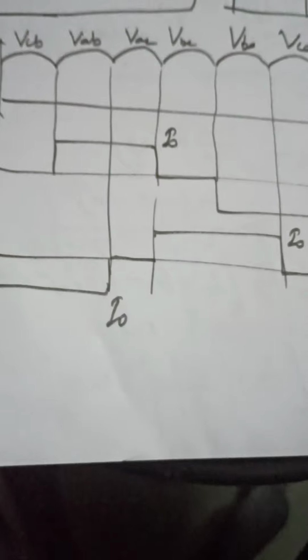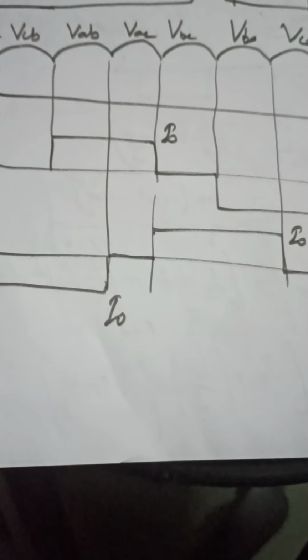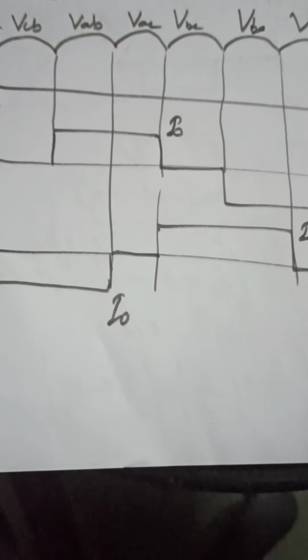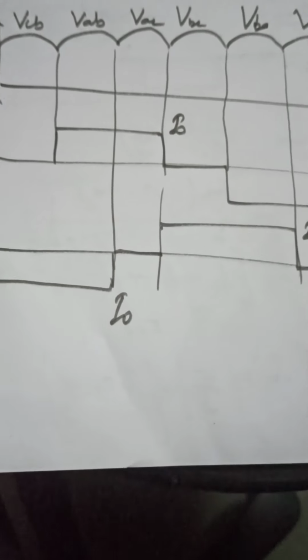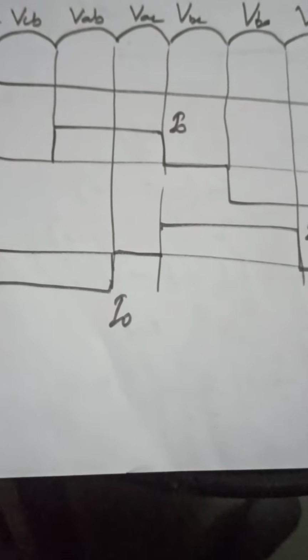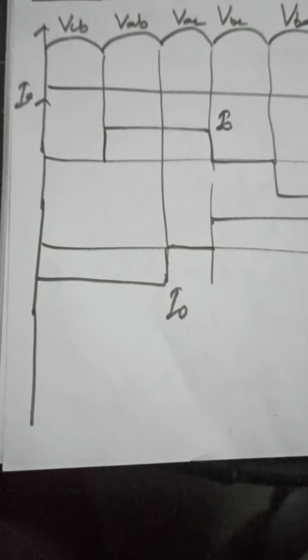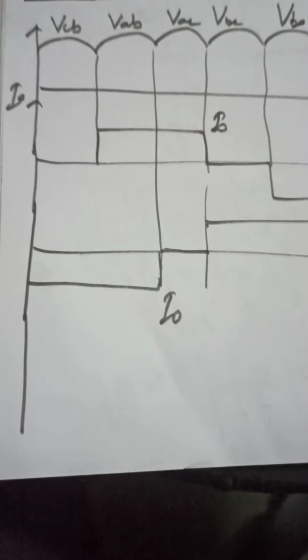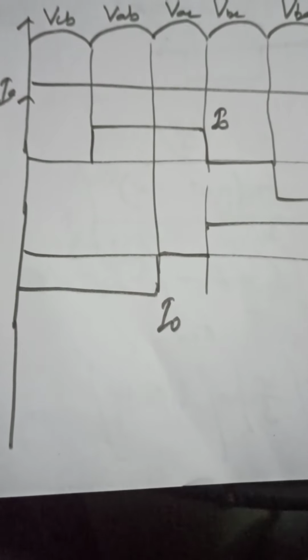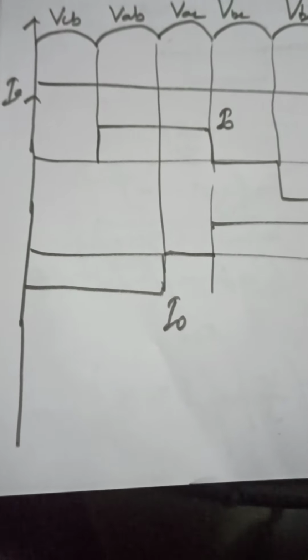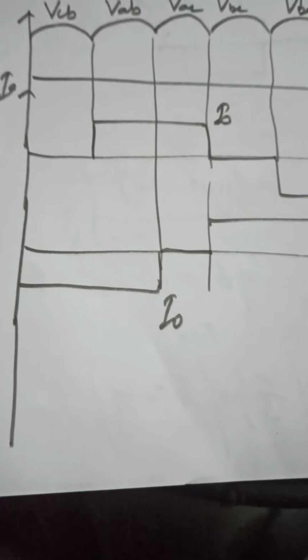In this chapter, first of all, we are going to study the input source current waveform: how the input source current will vary and what its nature will be. That too, the input current waveform of a three-phase full bridge rectifier will be discussed.